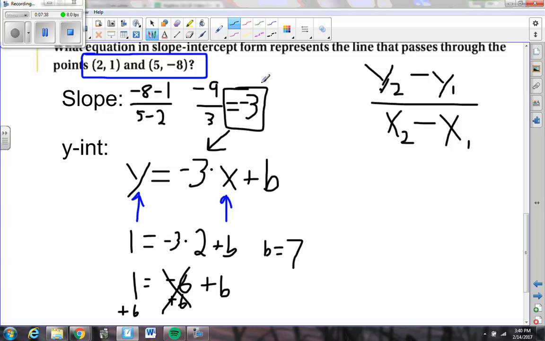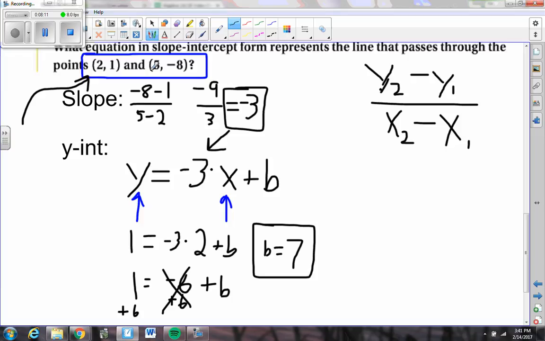So now I know my slope number from my little formula, y2 minus y1 over x2 minus x1, and I know my y-intercept number because I plugged one of my x, y points into this equation, y equals -3x plus b, because I knew the slope was -3, and I found what b has to be for these 2 points to work. You'd find exactly the same answer if you used the other point, 5, -8.